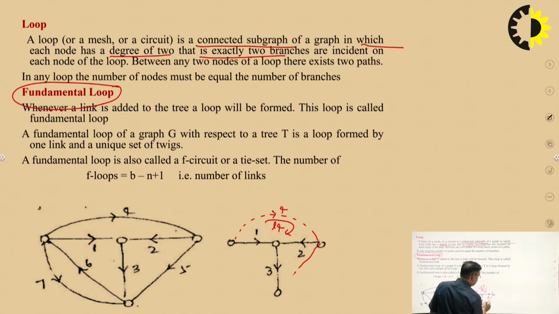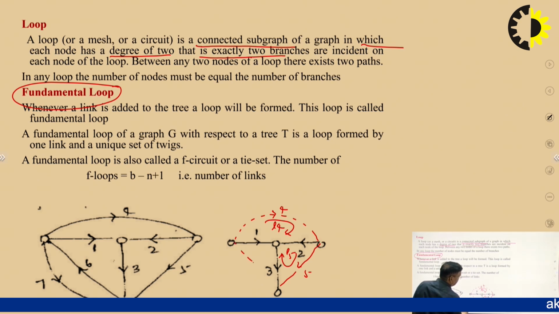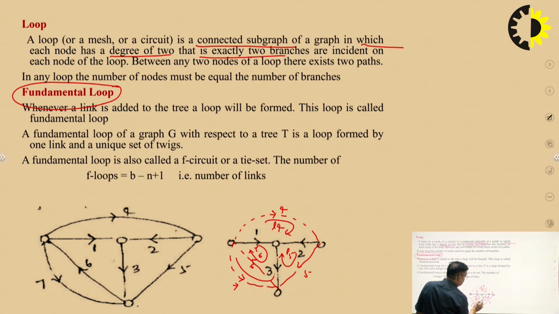Suppose I am adding this link 5. So this is another fundamental loop. Then I am adding branch number 6. So this is also called a fundamental loop, and this is called L6. And we have another link which is 7. So this is the fundamental loop, and this is called L7.